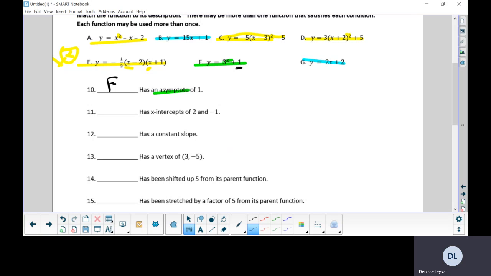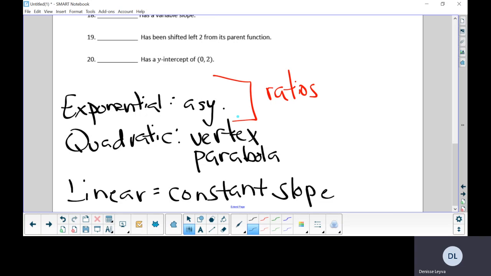If we look for x-intercepts of 2 and negative 1, that means we're going to have a quadratic. The reason is that a quadratic will have either 1 or 2 x-intercepts. Linears will only have 1, and exponentials will only have 1 or none. So we can put that for our quadratic functions as well. These will be the only ones that have 2 x-intercepts.